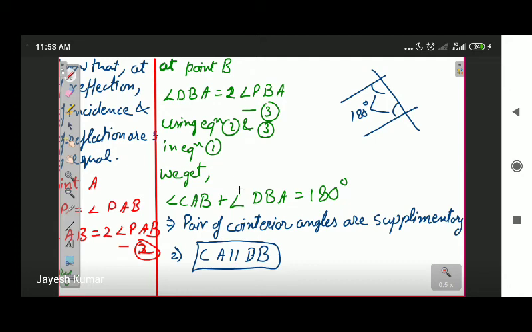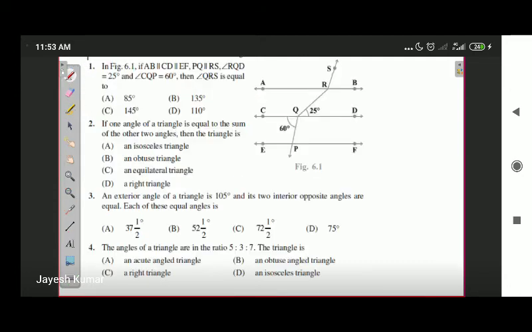Now let's start with some objective questions. Okay. Let's take question number 1. Question number 1 is, in this given figure we have to determine the value of angle R. In order to find out the value of angle R, I will divide angle R into two parts. One is this part and another one is this part.